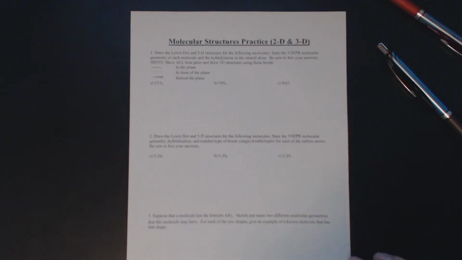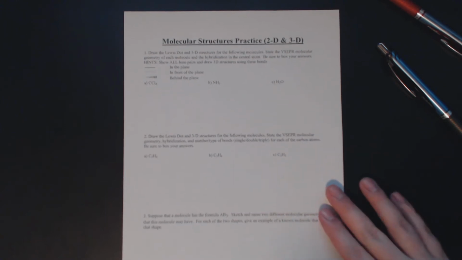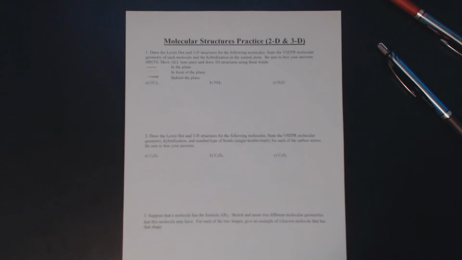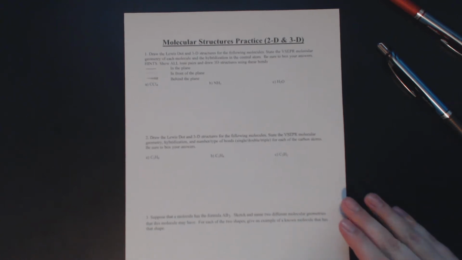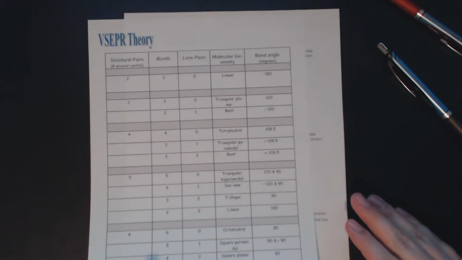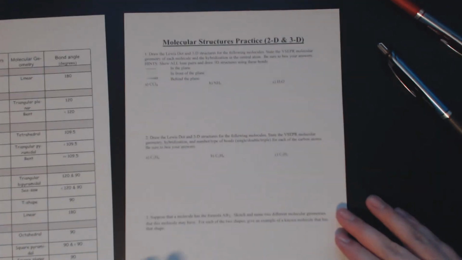Hey guys, I wanted to make a very short video showing how to do the last page of the packet for this unit, the one that's Molecular Structures Practice 2D and 3D, because there's a few things not mentioned in the notes or on the last video that you need in order to do this. You'll also probably need your VSEPR theory chart, but that is in the packet right before this, so that shouldn't be an issue for you guys.